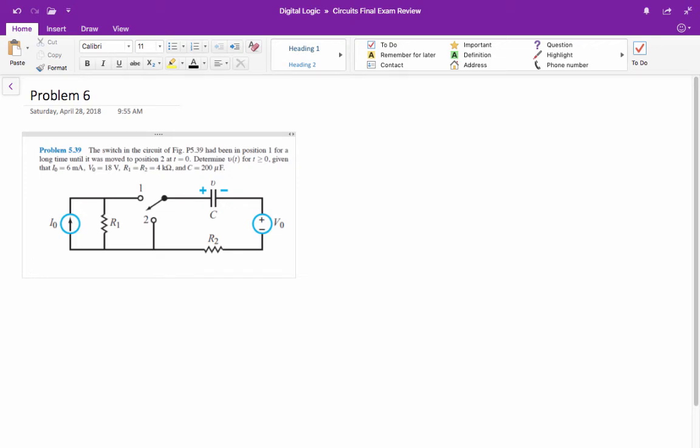Problem 6 of the exam review worksheet. It comes from chapter 5 in your book. Our job is to determine the voltage function for t greater than or equal to 0, given this circuit right here. It tells us that the switch had been in position 1 for a long time until it was moved to position 2 at time t equals 0. And we're given the values of all of the elements. So let's take a look.